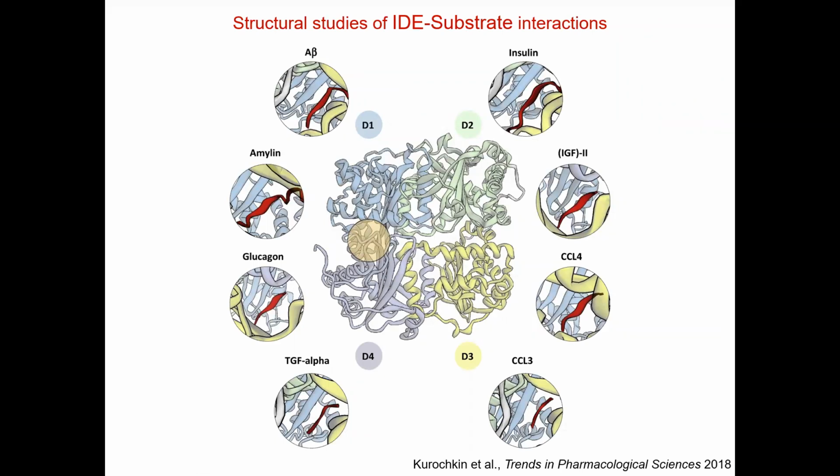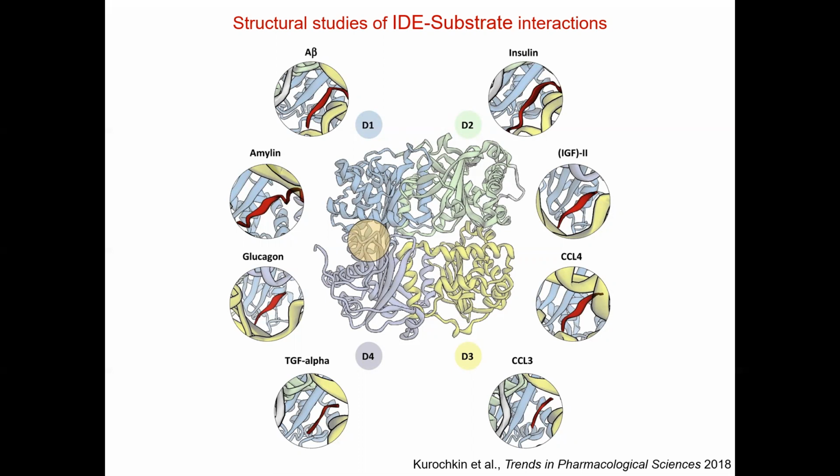Insulin degrading enzyme, or IDE, is a ubiquitous zinc metalloprotease that was originally hypothesized to be involved in insulin catabolism. However, it was later discovered that this enzyme degrades a whole range of amyloidogenic substrates, including insulin, amyloid beta, amylin, glucagon, and many others. This figure here represents the crystal structure of IDE and its substrates.